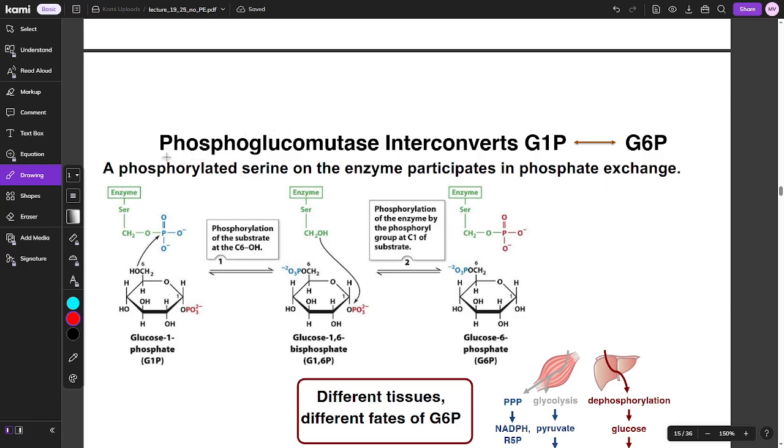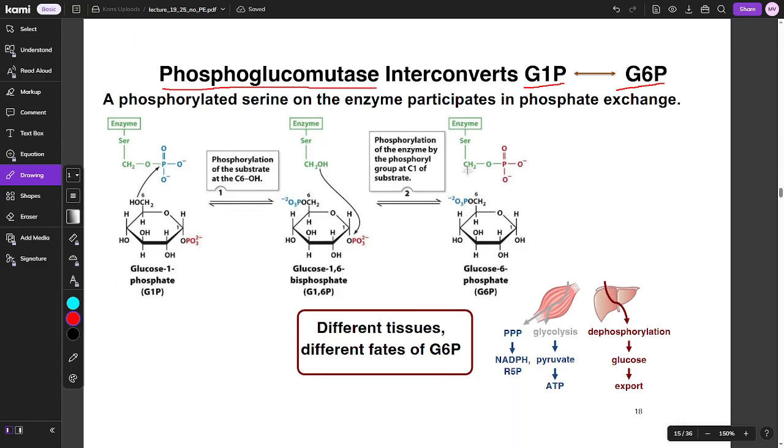Here we go, phosphoglucomutase, like I talked about, interconverts G1P to G6P. All this is what I talked about before. You don't have to know the ins and outs of this, in my opinion, but you just got to know that all the enzyme is doing is basically just adding this phosphate onto the 6th carbon, removing the phosphate from the 1st carbon.